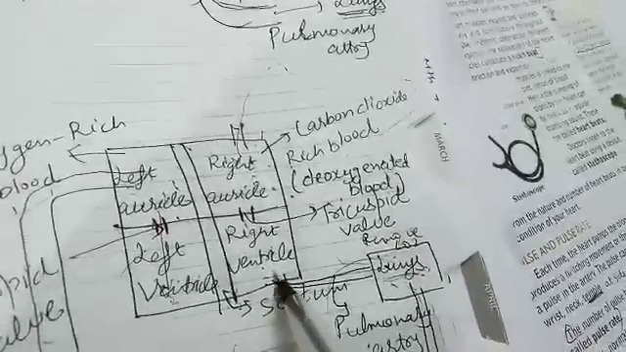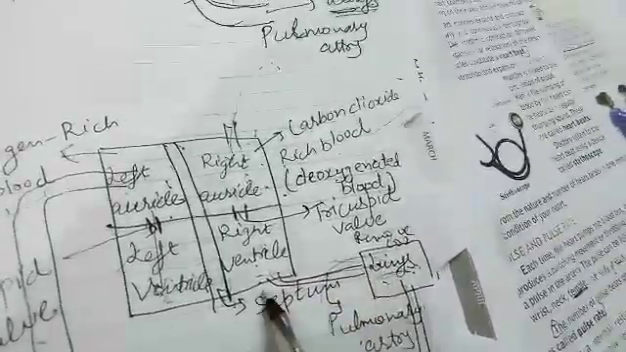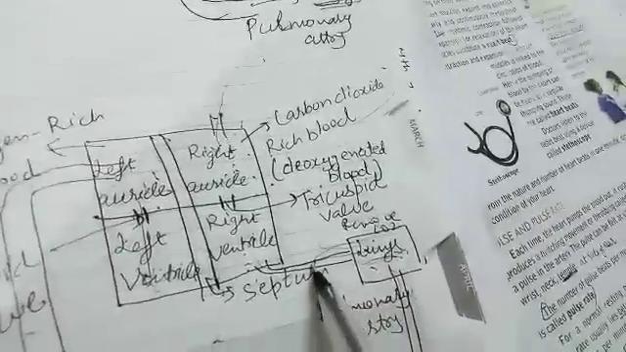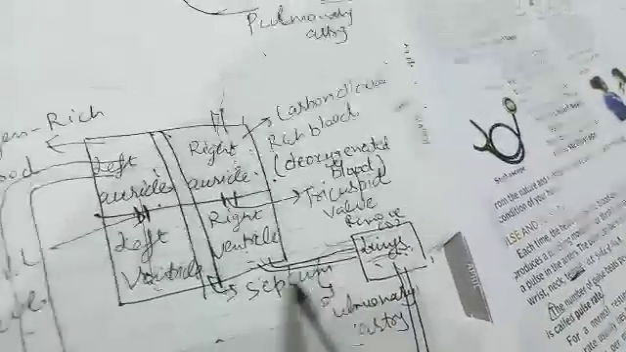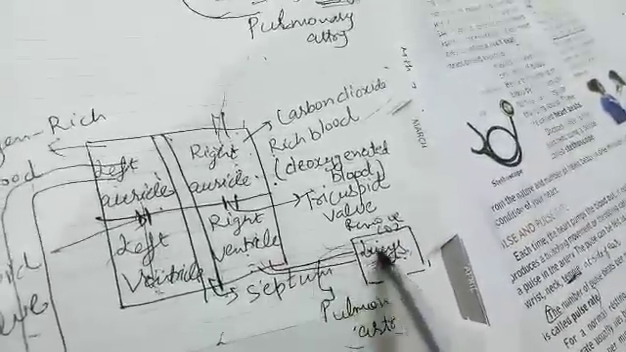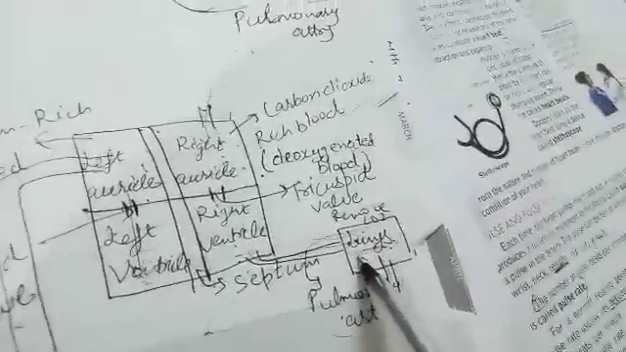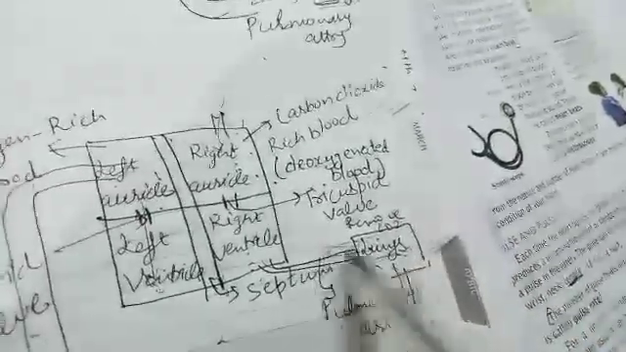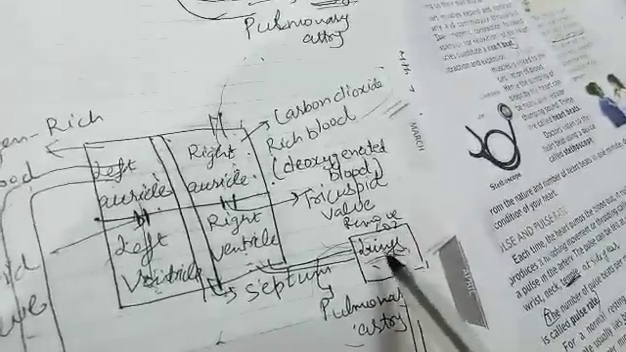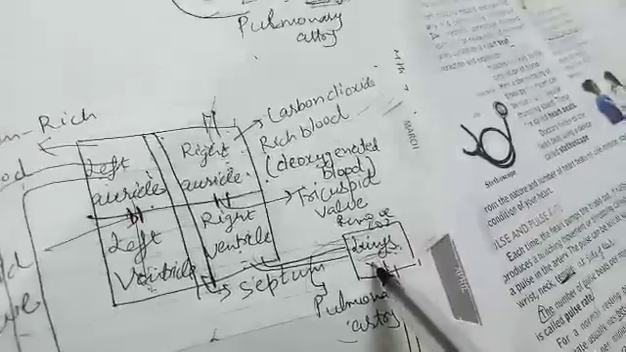Then from the right ventricle, where does the blood go? Into the lungs, through the pulmonary artery. In our lungs, oxygen is present. Which blood came into the lungs? Carbon dioxide rich blood. Lungs remove the carbon dioxide from the blood and mix oxygen into the blood.